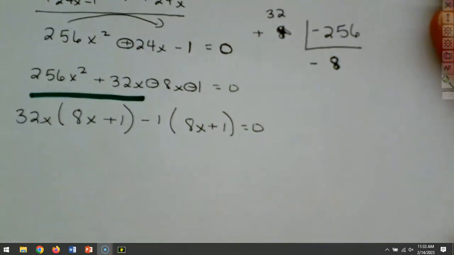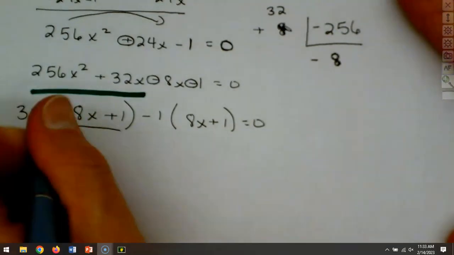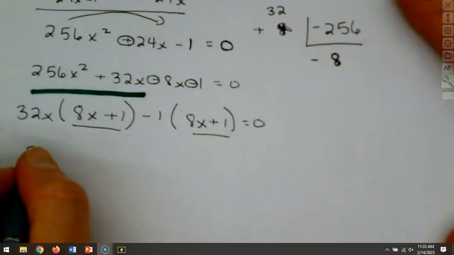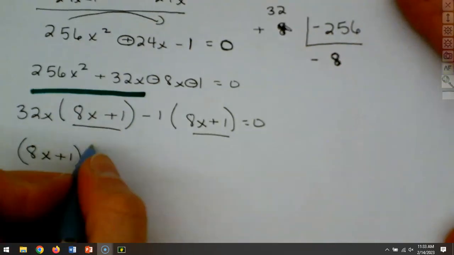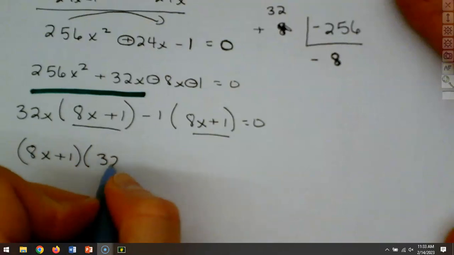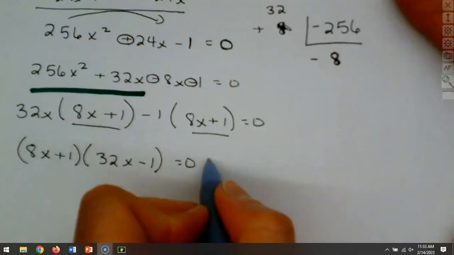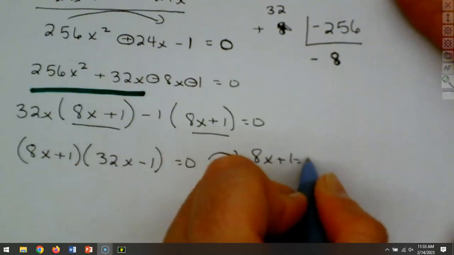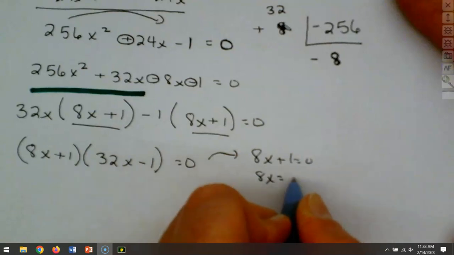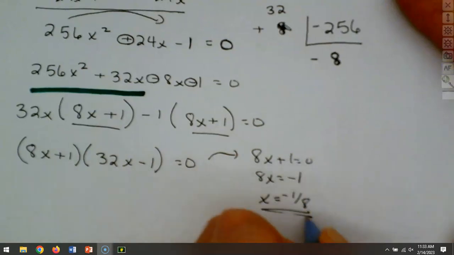So now what do we have for our possible answers? Well, these are the same. So that is then 8x plus 1. And what's left over? 32x minus 1 equals 0. And we've got 8x plus 1 equals 0. So 8x equals negative 1. So x then equals negative 1/8.